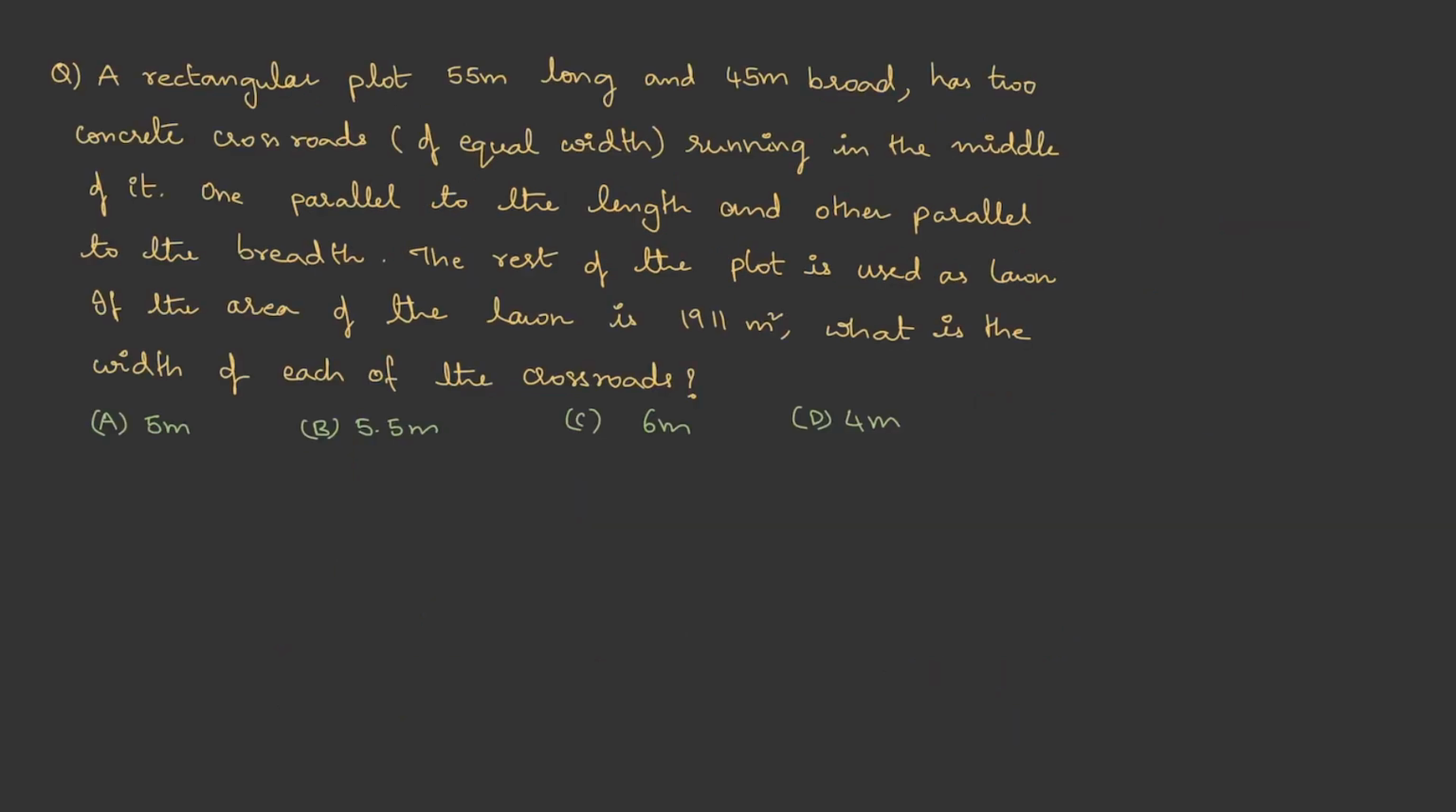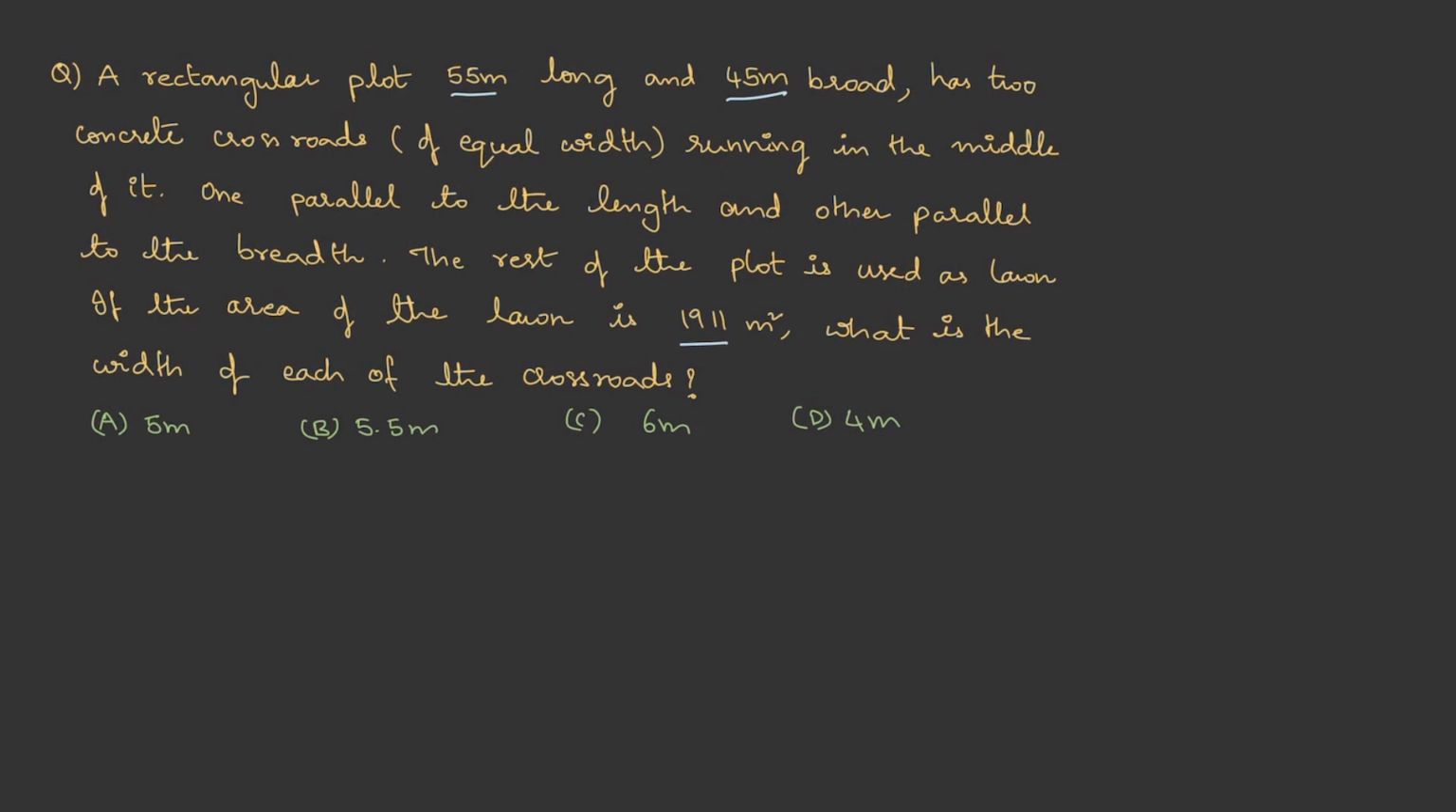Here is a question. A rectangular plot 55 meters long and 45 meters broad has two concrete crossroads of equal width running in the middle of it, one parallel to the length and the other parallel to the breadth. The rest of the plot is used as lawn. If the area of the lawn is 1911 meter square, what is the width of each of the crossroads? And a few options are there.